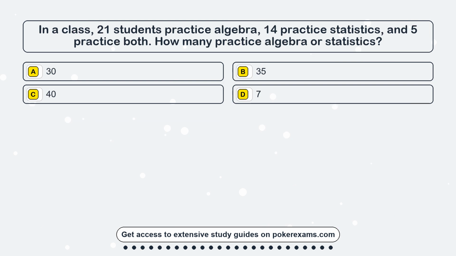Question 24. In a class, 21 students practice algebra, 14 practice statistics, and 5 practice both. How many practice algebra or statistics? Option A 30. Option B 35. Option C 40. Option D 7.